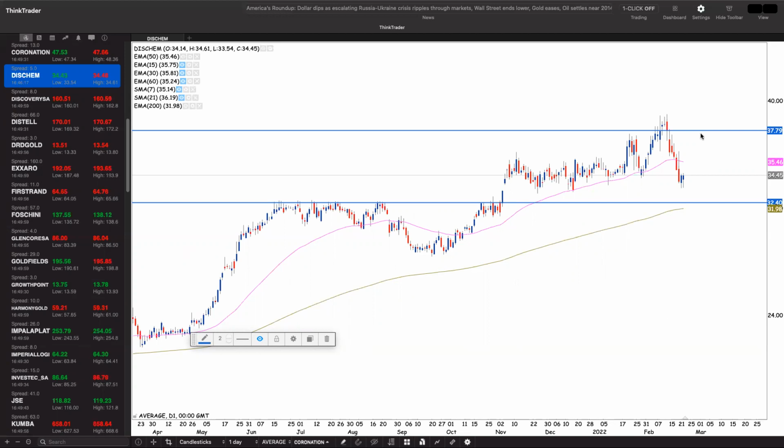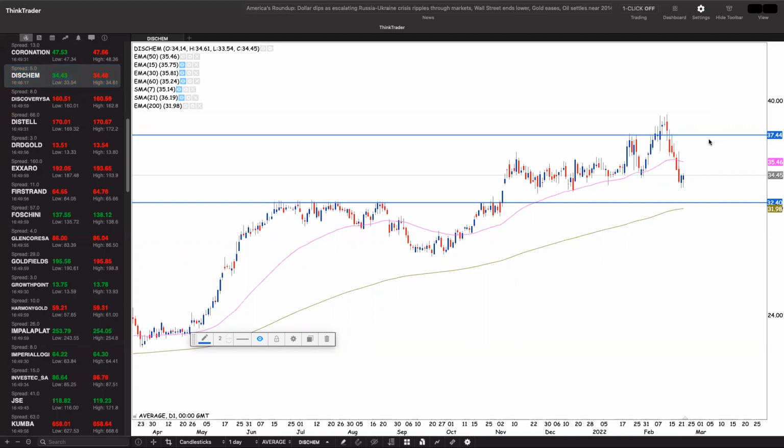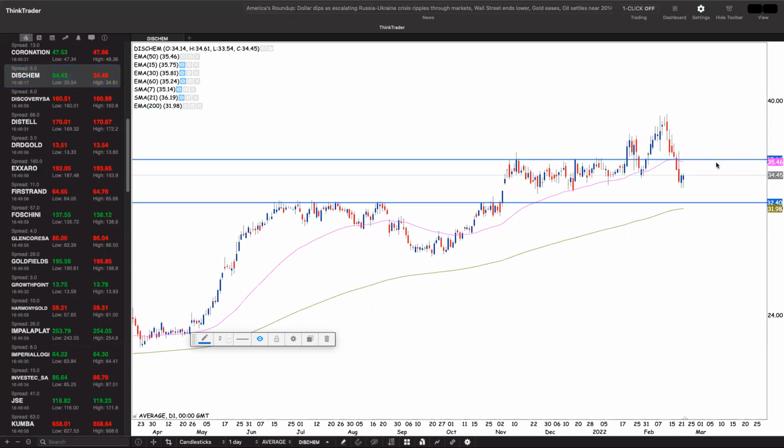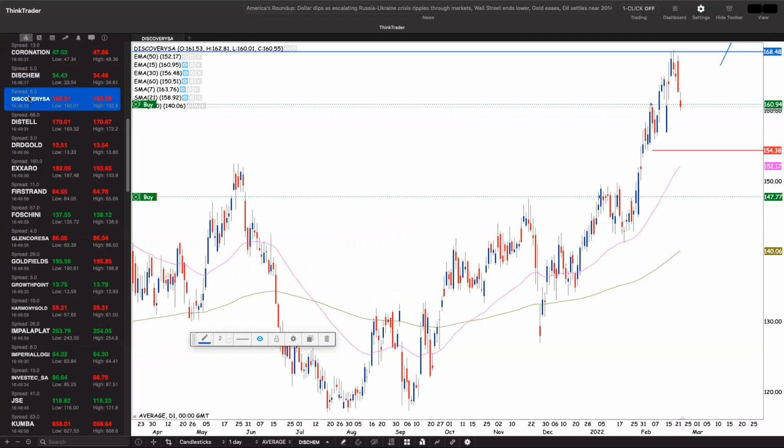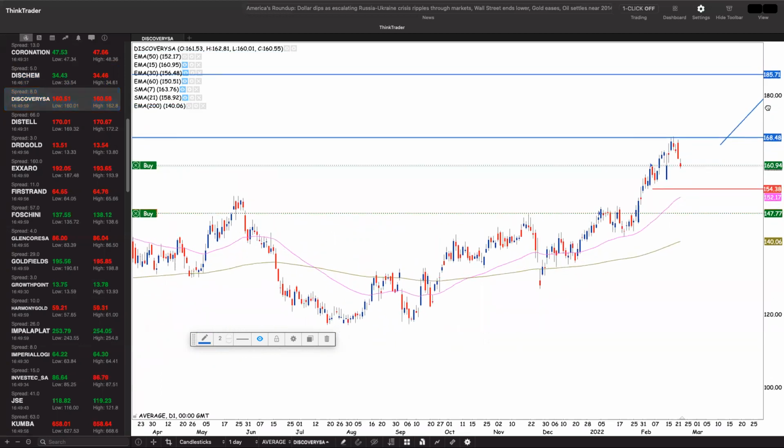Discom, not looking overly convincing. I'm waiting for it to come back above the 50-day, using the 35 Rand 64 as my resistance. Discovery, I think it ran too far, too hard. It's going to revert to around the 50-day exponential moving average.